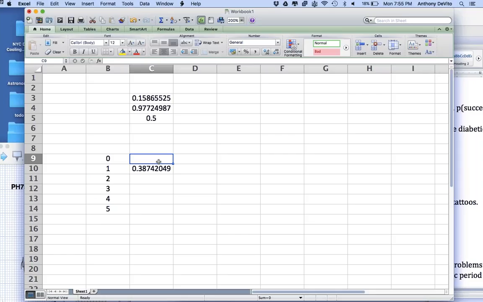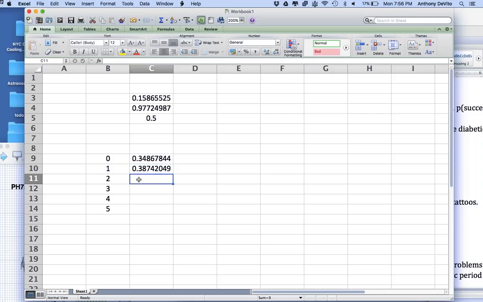So what's the probability for 0 successes? It's equal to binom.dist, parentheses. For 0 successes, the number of successes is 0, comma, trials is 10, comma, probability is still 0.1, comma, false. This gives me the probability for exactly nobody out of those 10 people being diabetic. That's 34%. It's less likely than getting 1, but it's still pretty likely.